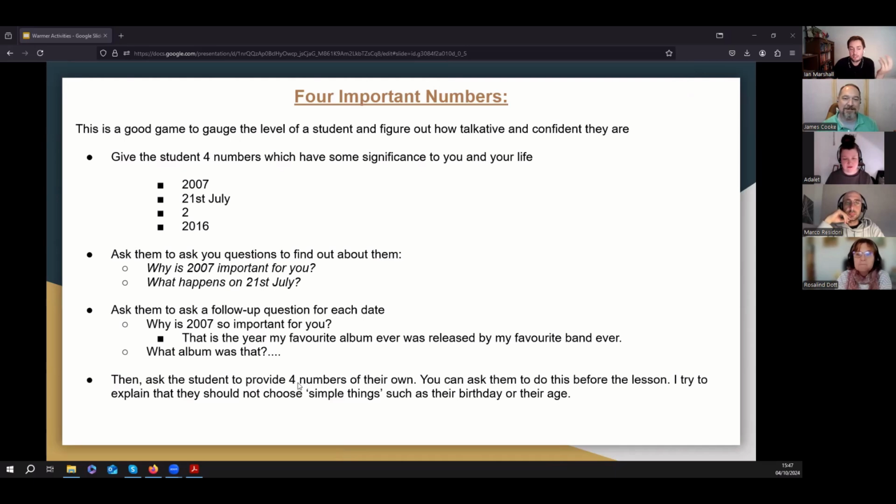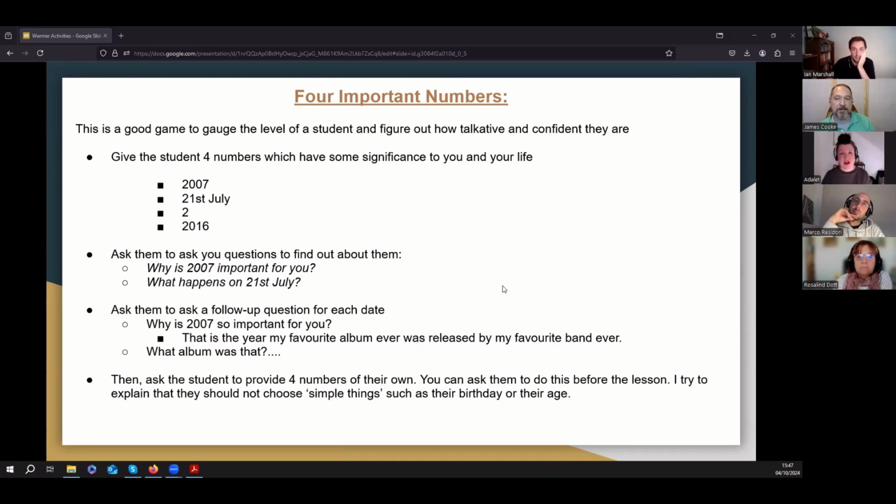And then the idea with this is that I then ask the student to provide 4 numbers of their own, and if you can get them to prepare them before the class. And I think it's just quite an easy way to generate a little bit of speaking, to get them to answer and ask questions. And you get to know each other a little bit that way as well, right? You get to know a bit about each other's lives, things like this. So this is something I use fairly often with new students.